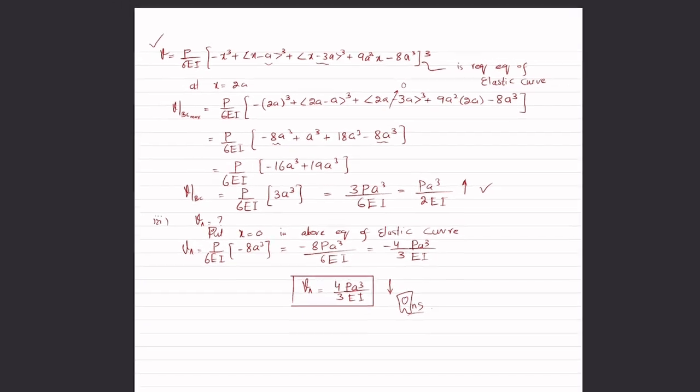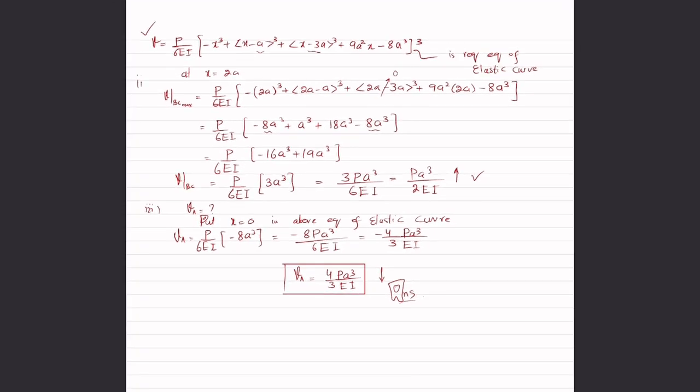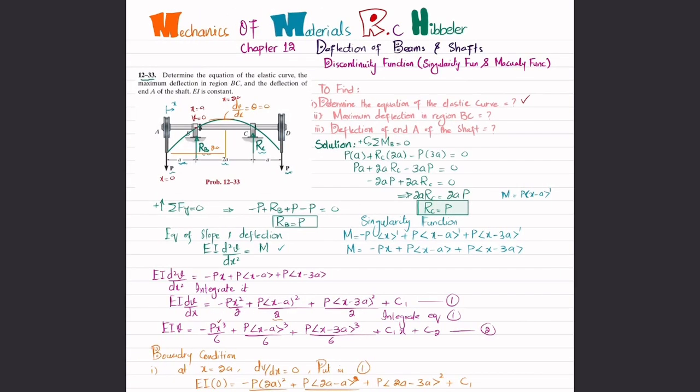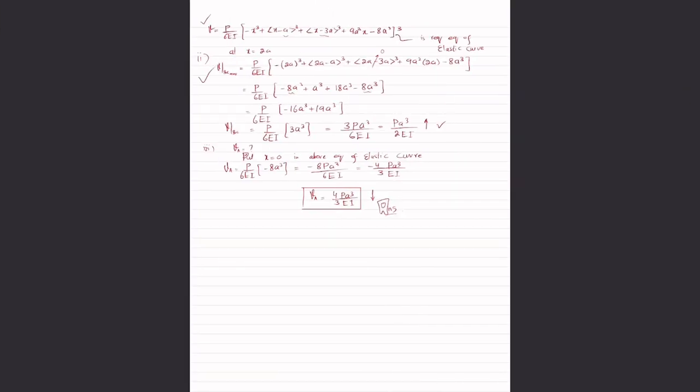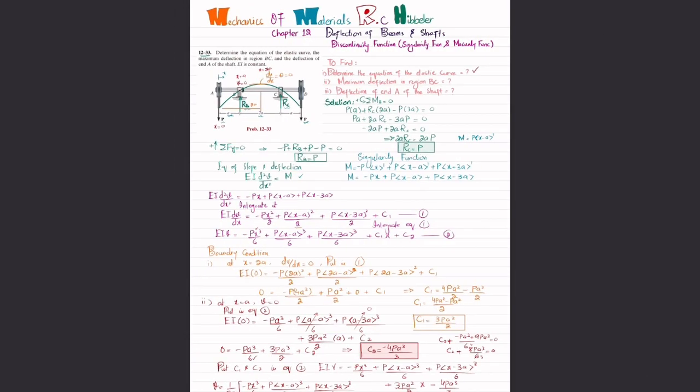So this was the second part. In the first part, we found the equation of elastic curve. Then in the second part, we found the deflection in region BC, which is Pa cubed over 2EI. And in the third part, the deflection at point A is 4Pa cubed over 3EI. And that was all about this problem 12-33 by using discontinuity function or singularity function.